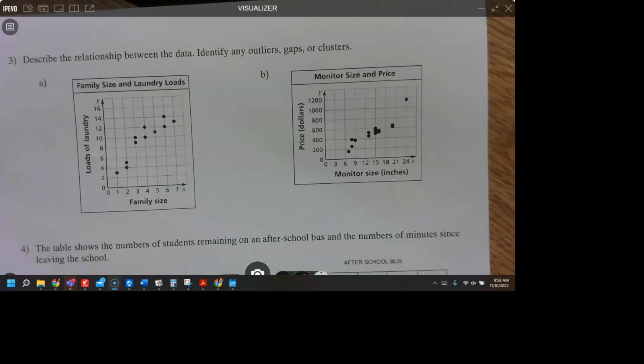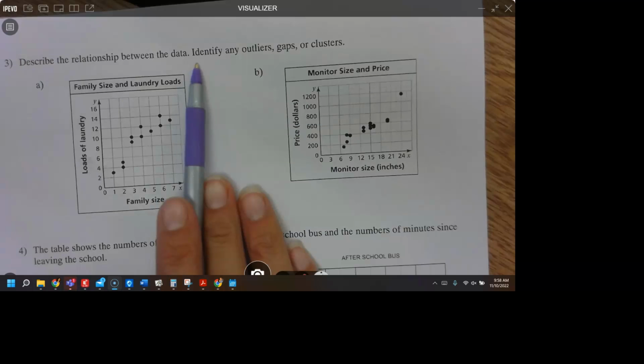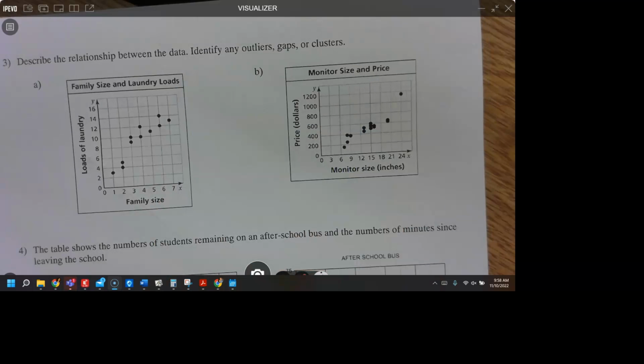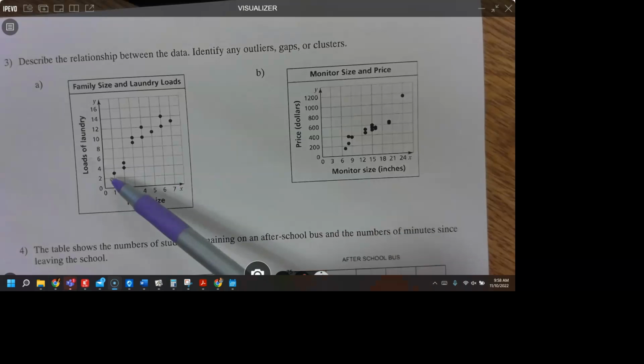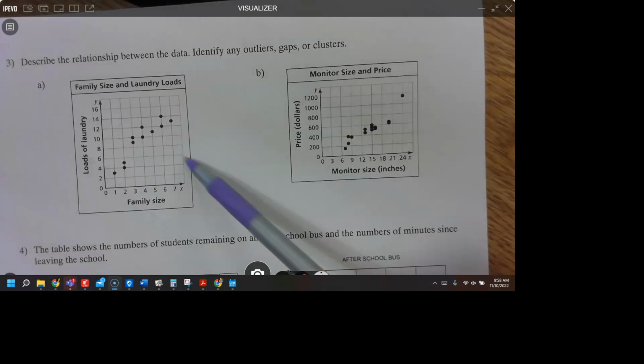21. All right, describe the relationship between the data, identify any outliers, gaps, or clusters. So looking at this data, is it positive or negative?